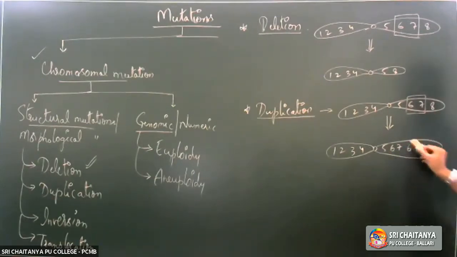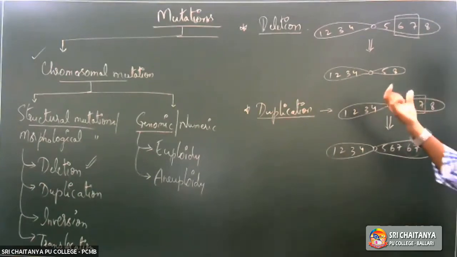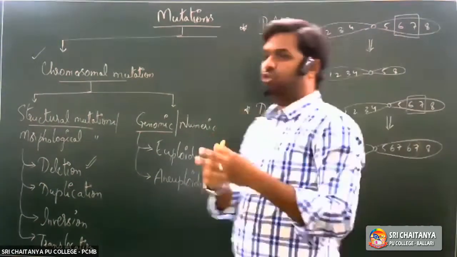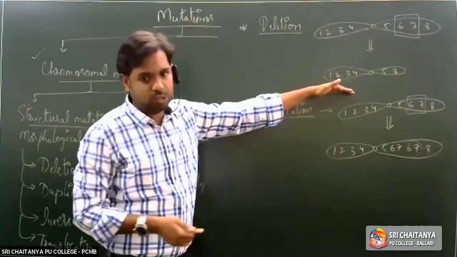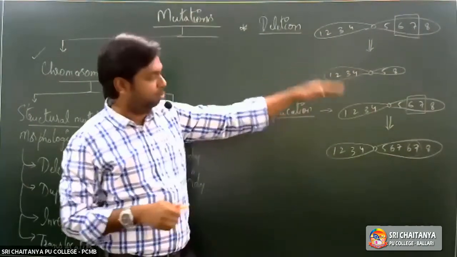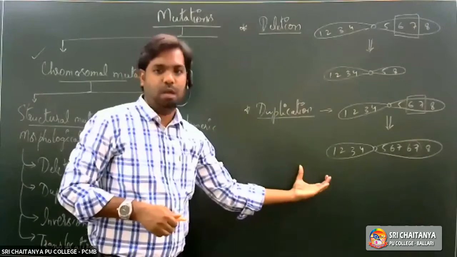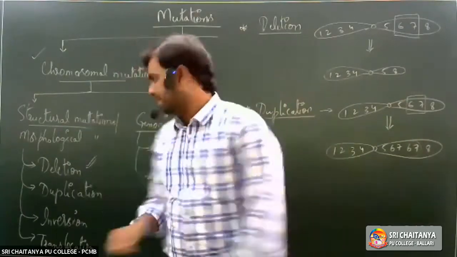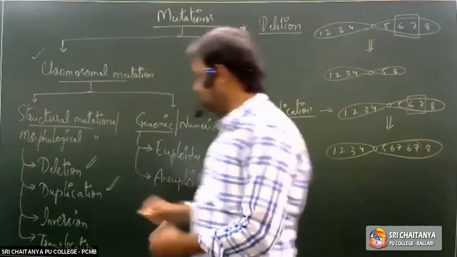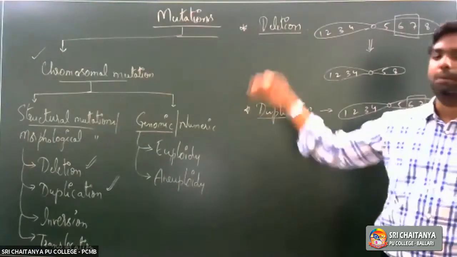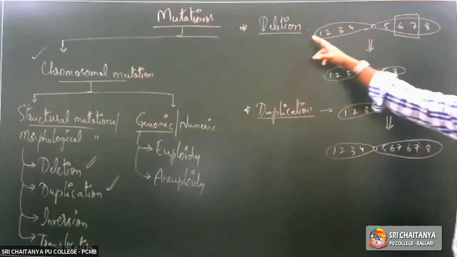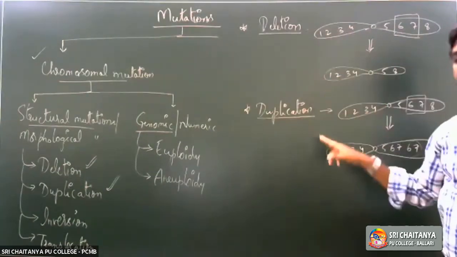So this part of the chromosome is being duplicated. As a result, the structure of the chromosome is being changed. Initially, the structure was like this, but after the process of duplication, it has changed to this. This sort of mutation, we call duplication type of structural mutation. So this is what we have with deletion as well as duplication.